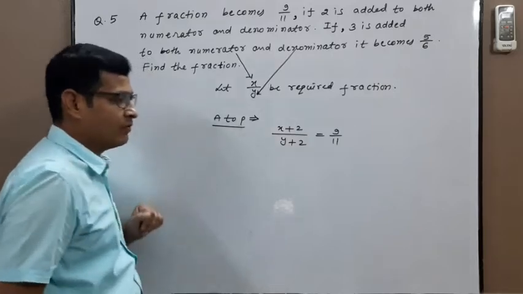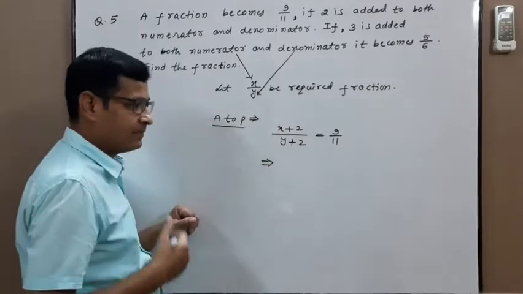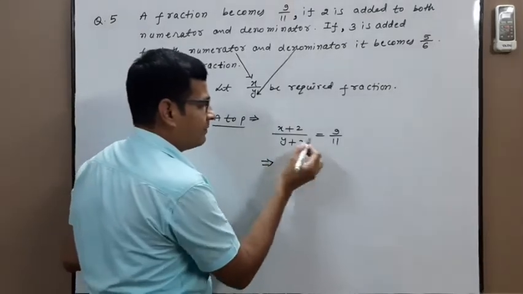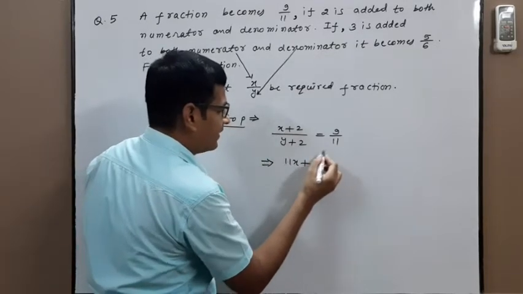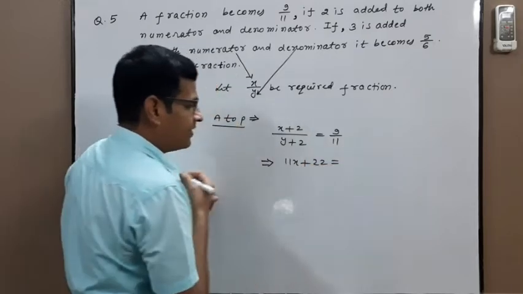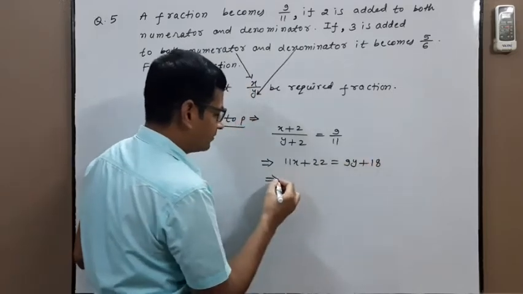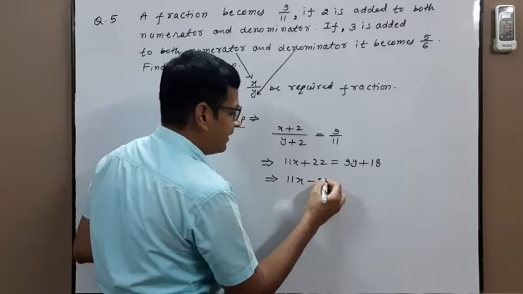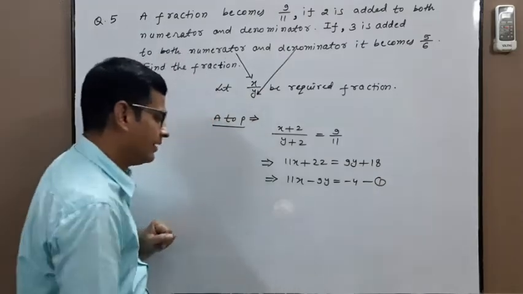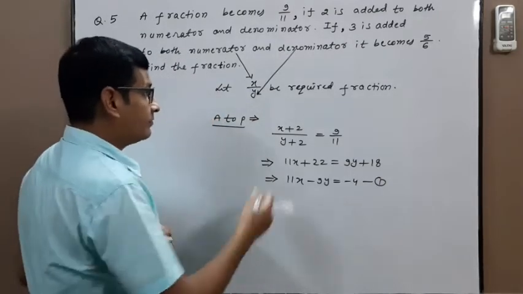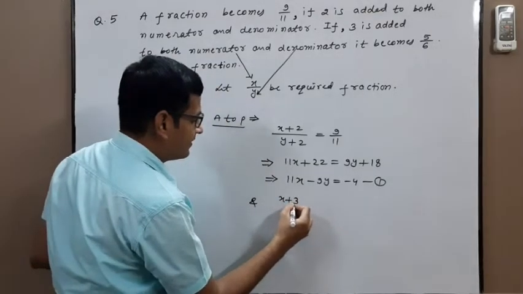This is a linear equation in two variables but not in its standard form. So first convert into standard form, ax plus by plus c equal to 0. So cross multiply: 11 into (x plus 2). So 11x plus 22 is equal to 9y plus 18. 11x minus 9y is equal to 18 minus 22, that is minus 4. Give equation number 1.